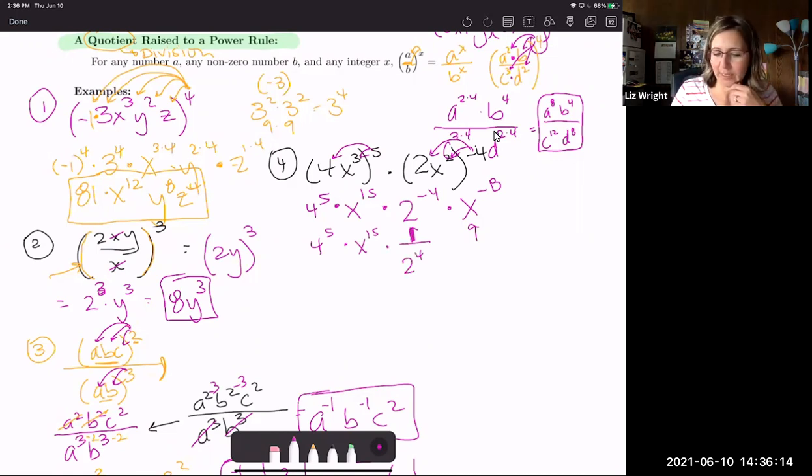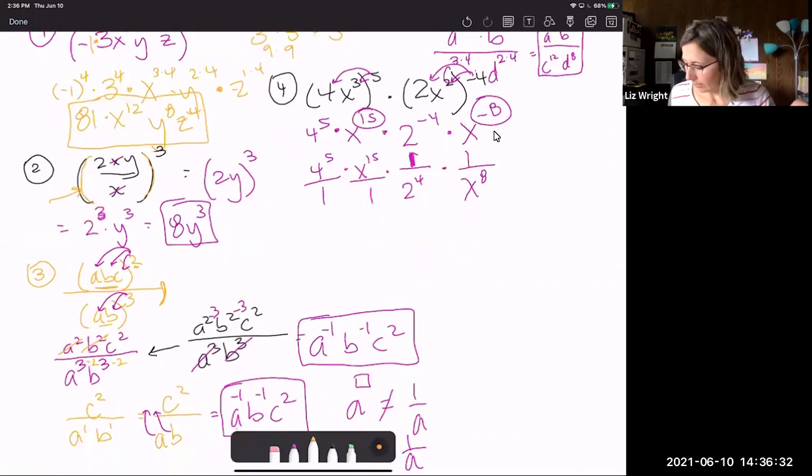And here's another way. If you wanted to, you could just say, well, what's 15 minus 8? You could do it that way too. And you're just going to get x to the 7th. If that doesn't make sense, you can do it this way as well. And you can say times 1 over x to the 8th. All right, now let's multiply straight across.